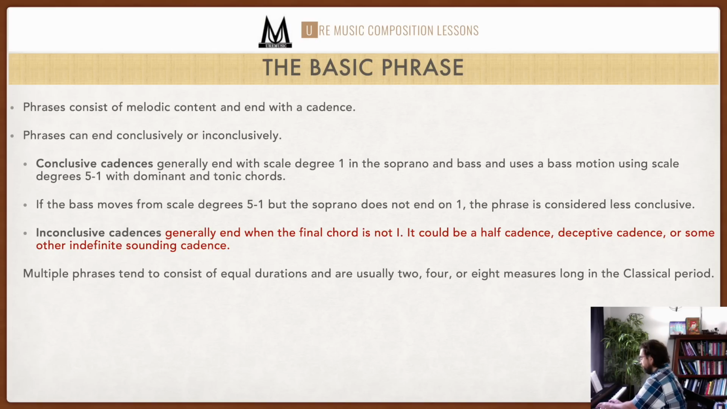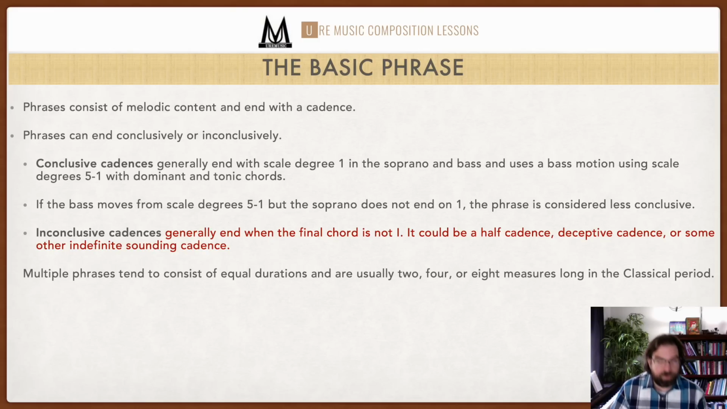Here's your 5 chord. So that would be conclusive. If I don't put scale degree 1 in the soprano, if I revoice it a different way, it just sounds a little less conclusive, right?